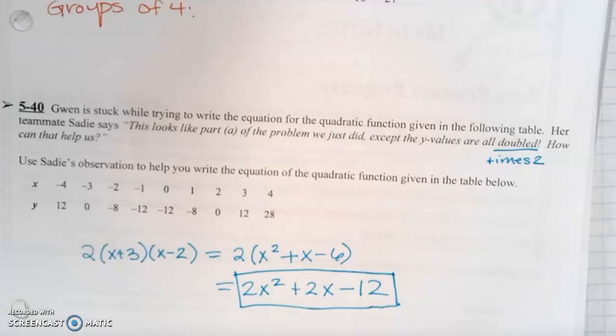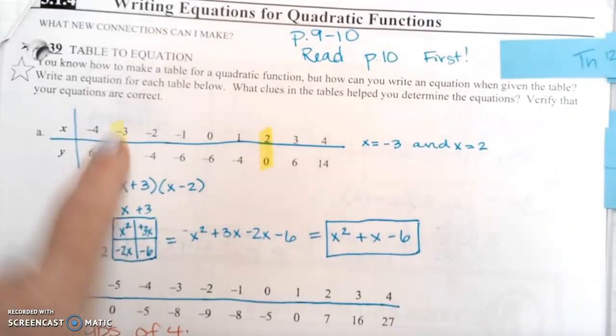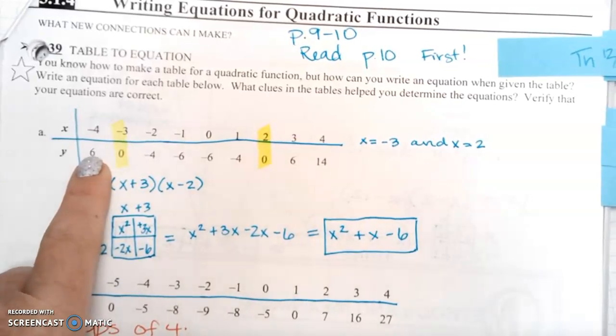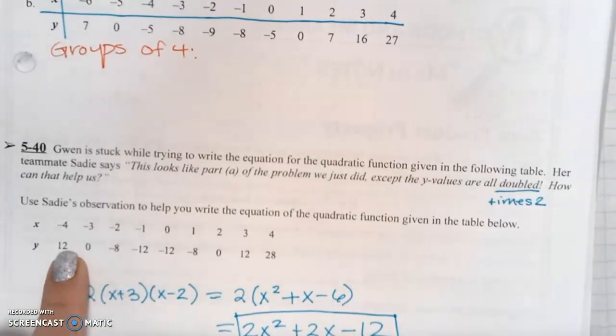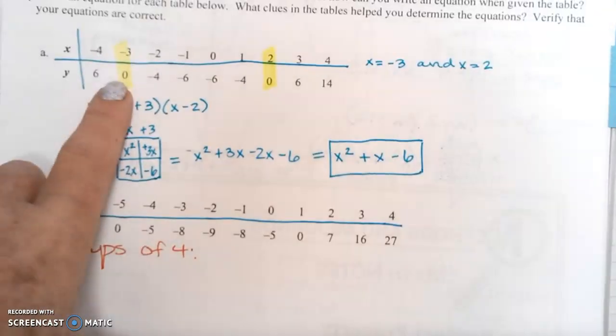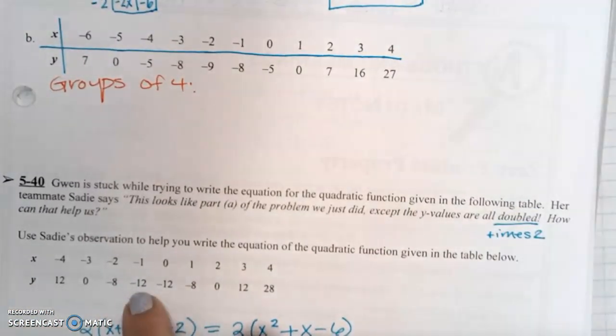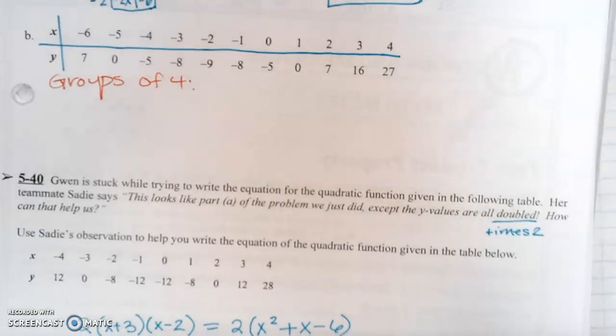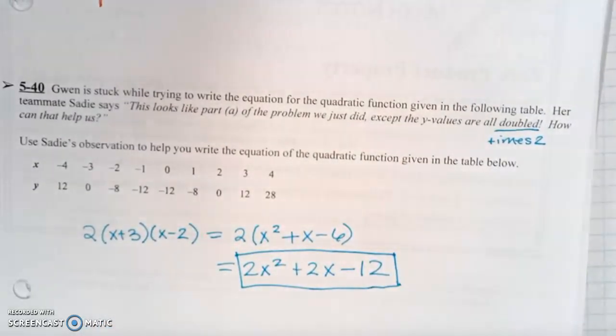So we're going to use Sadie's observation to help write the equation of the quadratic function given in the table below. So all of the numbers right here are just doubled of what we did right here. So if you take this 6 and you multiply it by 2, you get the 12, right? 0 times 2 is still just 0, but negative 4 times 2 is negative 8. Negative 6 times 2 is negative 12, and so on and so on. They're all just double, or what we're going to call 2 times.